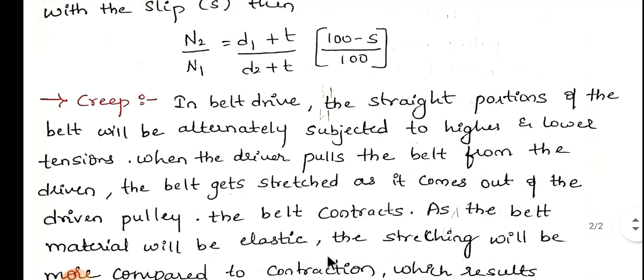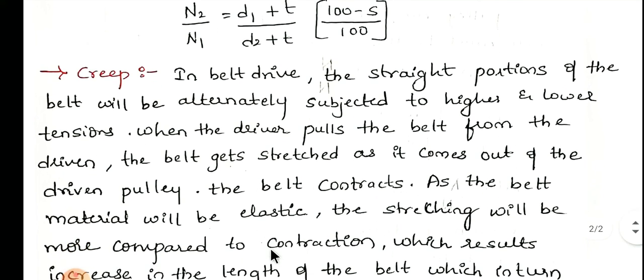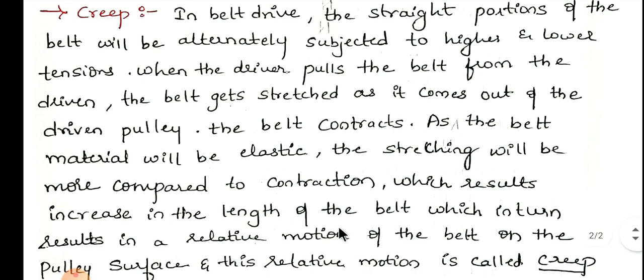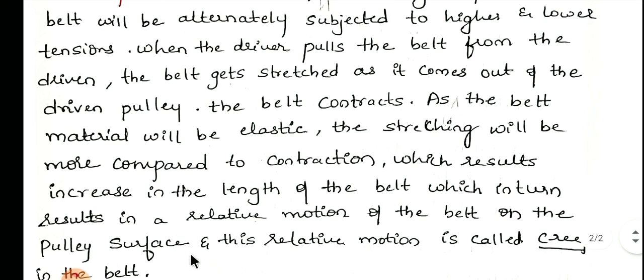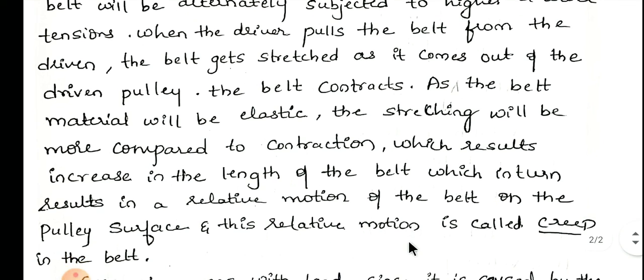As the belt material, as I told you, is elastic in nature, the stretching will be more compared to the contraction, which results in an increase in the length of the belt. As you stretch the belt, there will be an increase in its length, which in turn results in relative motion of the belt. This is important. As the belt stretches, the length of the belt increases. Because of that it results in a relative motion of the belt on the pulley surface, and this relative motion we'll call creep.